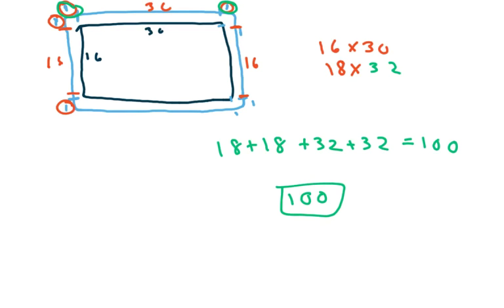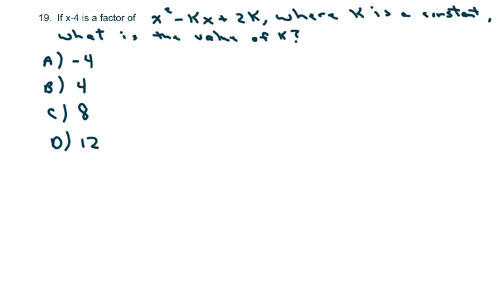Okay. And the next one we have: if x minus 4 is a factor of this quadratic equation, k is a constant, what's the value of k? So basically, you could substitute each of the answer choices in for k and factor, but this will use up valuable time on test day. Instead, think about what it means for x minus 4 to be a factor.